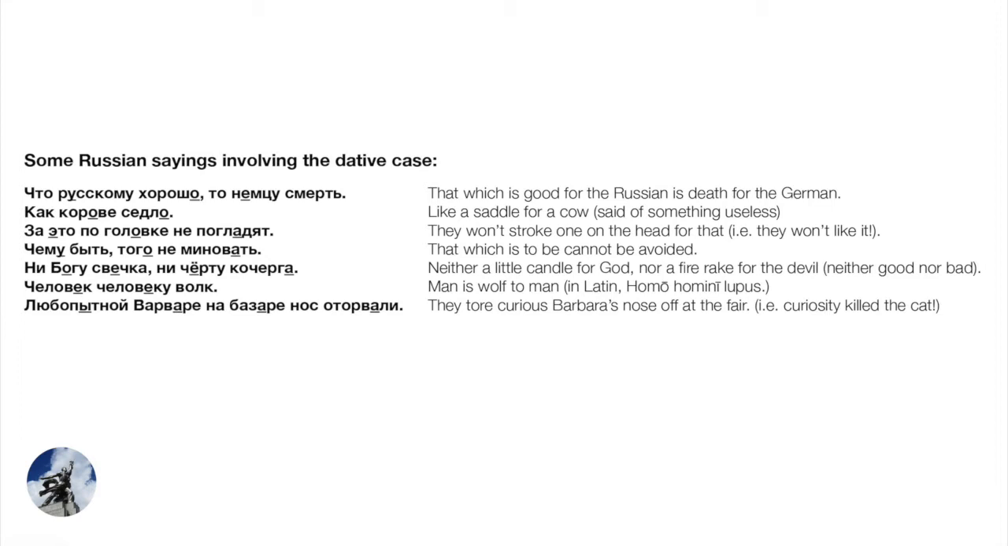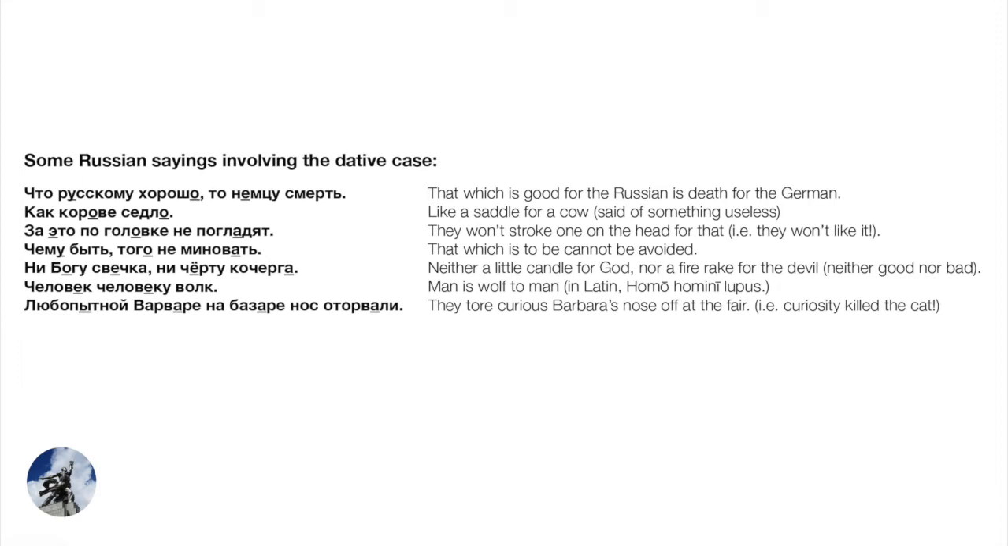Okay, so the grammar there is a little bit tricky, but the dative here is чему, right? Чему, that's the dative of что. And here the construction is быть, right, to be. And then the чему is saying that to which it is to be, or for which it is to be, right? That which is destined to be, we might say in English.